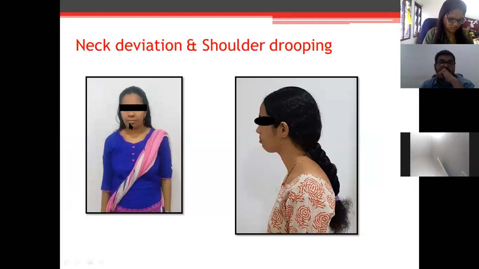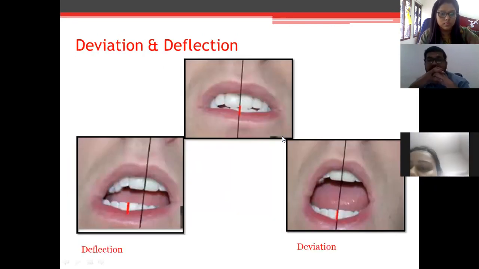And again, you can see the neck rotation. See the forward head position for this patient. The head is somewhere else, above the body. You can see how much pain she is bearing. And what other thing is there? The deviation and deflection.